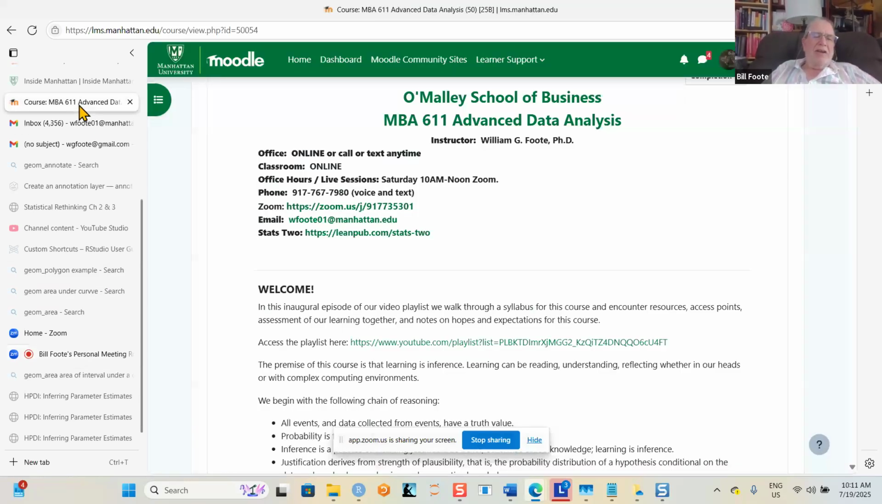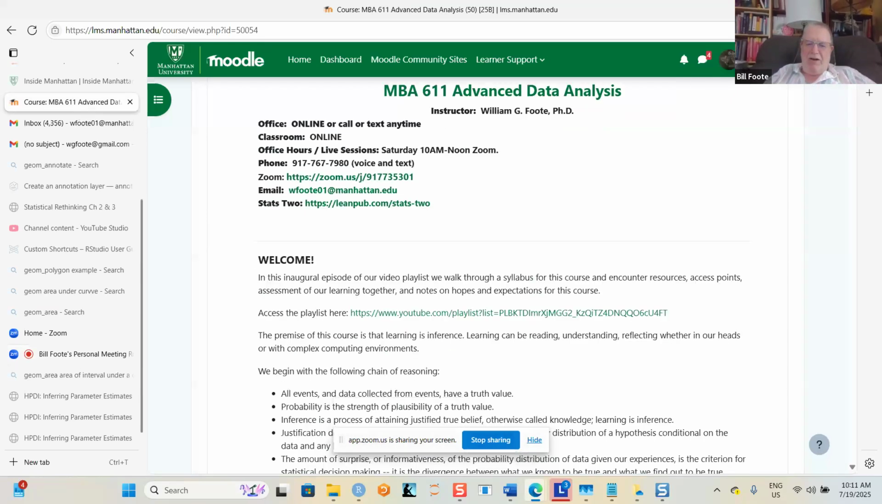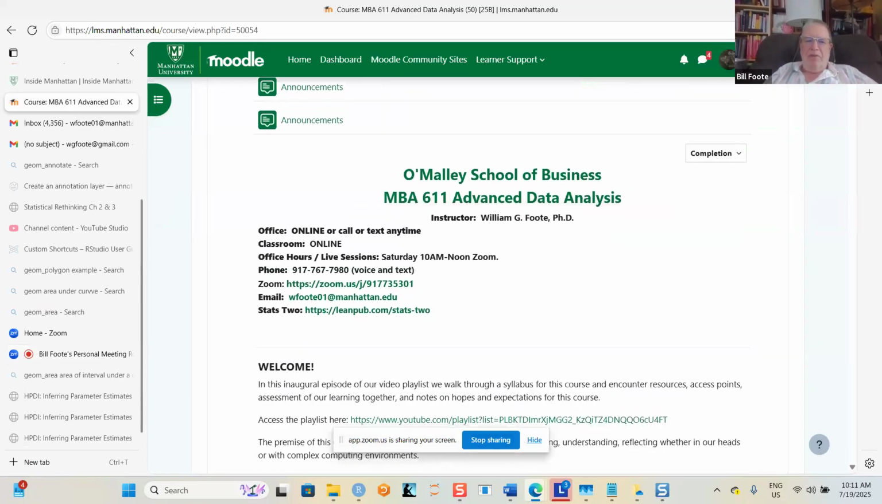I'm experimenting with the column major approach to tabs on the browser. Here we are. Yes, we are. This is Bill Foot, and I noticed there's a typo here.